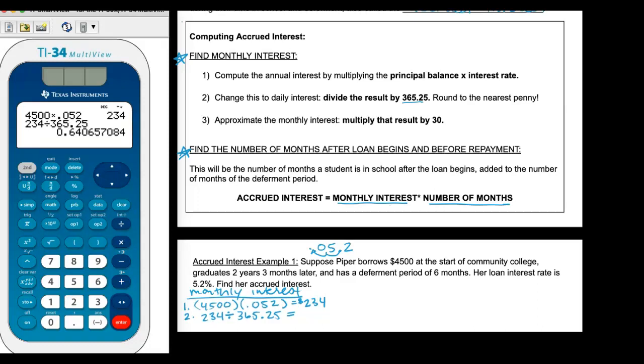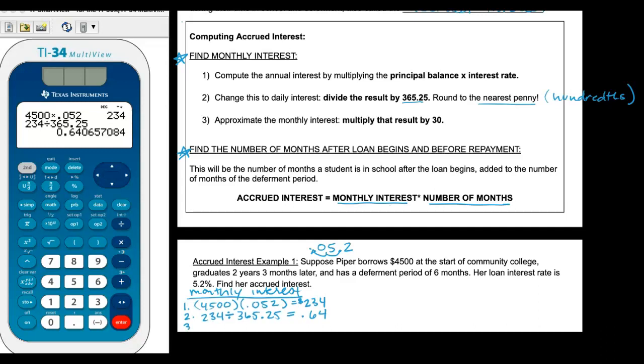Okay, and then we get this big long decimal. Now, notice up here in the steps it says round to the nearest penny. That's also to the hundredth place, or 2 numbers after the decimal. So I'm going to round this to 0.64. So that's like 64 cents per day.